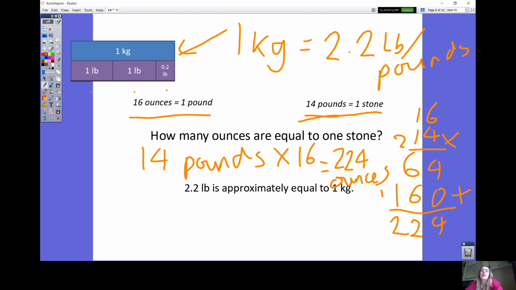Okay. So work out these conversions by first of all breaking it down into pounds, working out how many ounces are equivalent to 1 pound, and then multiplying them together. And it says here again what I've written over here, that 2.2 pounds is equal to 1 kg. So there are 224 ounces in 1 stone, 16 ounces in a pound, and 14 pounds in 1 stone.